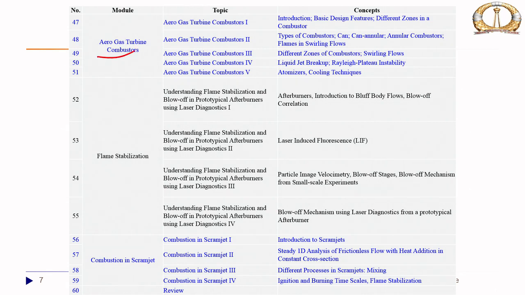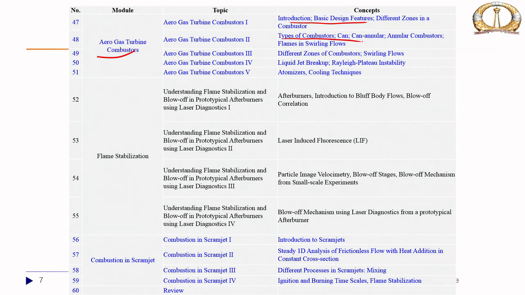So, of course, one of the most important engines around is the gas turbine engine, and we looked into the aero gas turbine combustors. We introduced the basic design features and how the modern gas turbine combustor essentially evolves from a straight duct, why it needs a diffuser, why it needs flame swallowers, all these things, and then we looked into the different zones in a combustor.